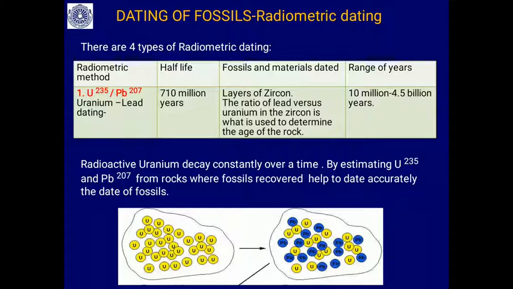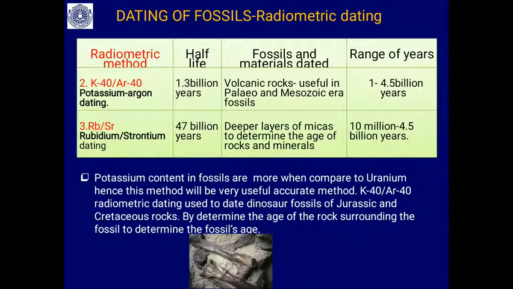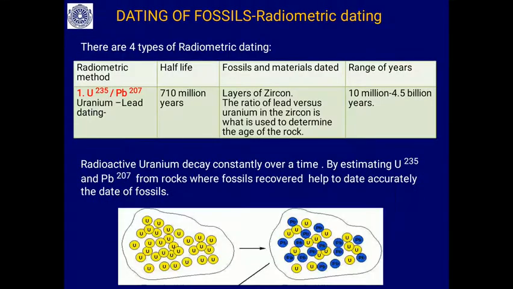There are four types of radiometric method: the uranium-lead method, the potassium-argon method, the rubidium-strontium method, and the carbon dating method. First, the uranium-lead method. Radioactive uranium decays constantly over time. U-235 undergoes radioactive decay and becomes a stable form, lead-207.